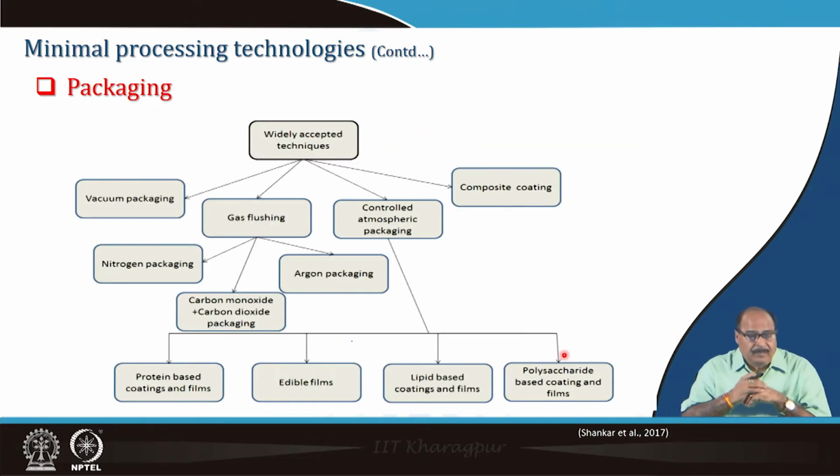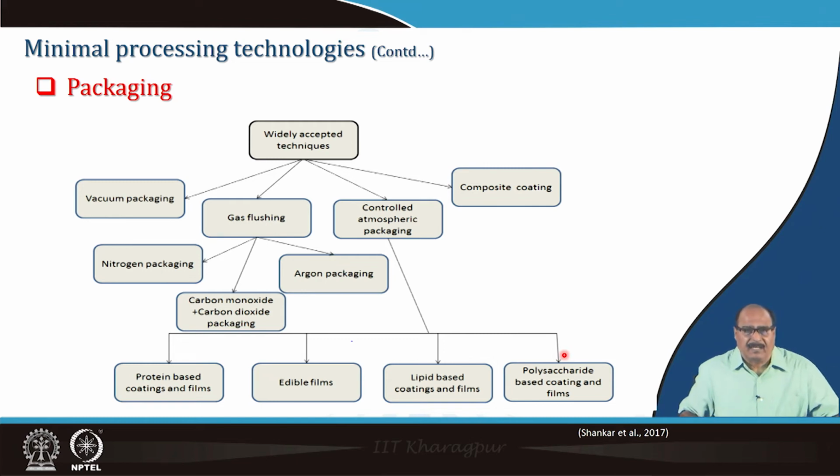Then after processing, packaging interventions are widely accepted techniques under minimal processing strategies, particularly for whole produce, etc. There may be vacuum packaging, gas flushing like nitrogen packaging, argon packaging, or carbon monoxide or carbon dioxide packaging. It may be controlled atmosphere packaging, or protein based edible films, or lipid based coating films, or polysaccharide based coating films, or composite coating, etc.